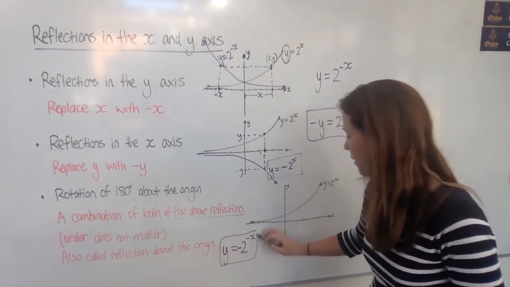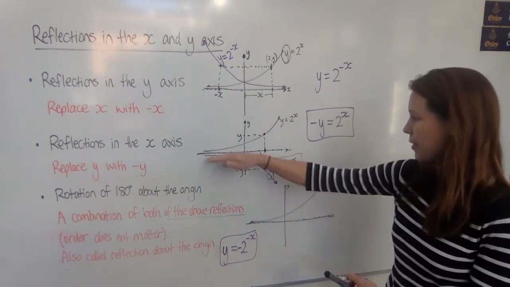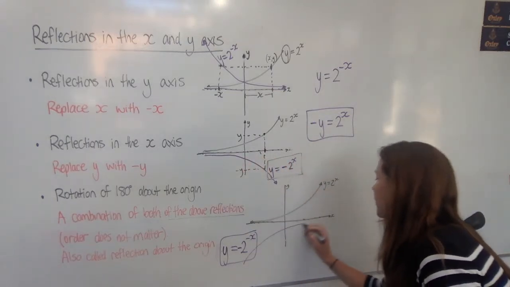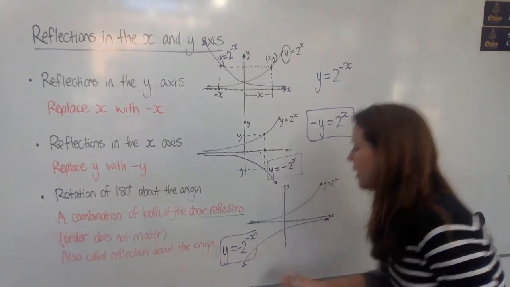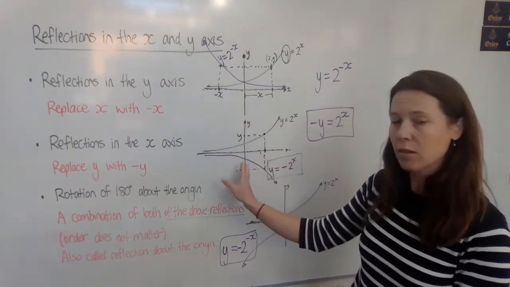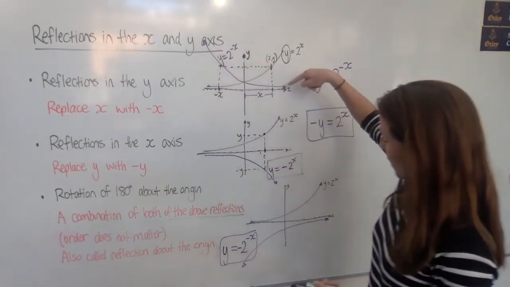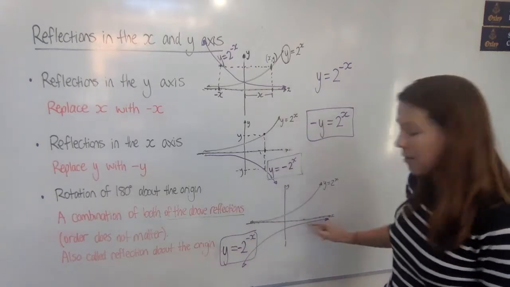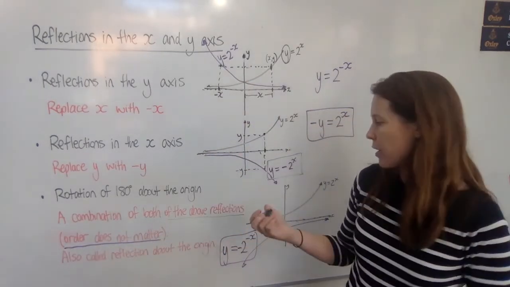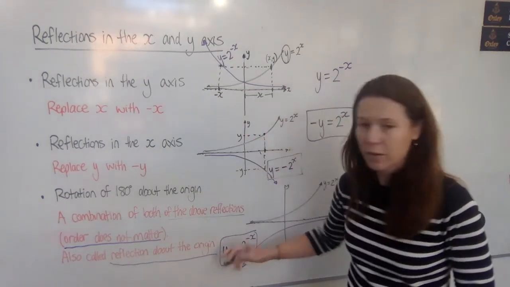If I want to graph that, I have to think, well, I've got to either flip it down this way and make that graph, and then flip that one over. It's going to look like this, isn't it? And it will look like that no matter whether I flipped it down first and then across, or if I flipped it across first and then down. This is actually a flipping down of that one, isn't it? So it makes no difference. That's why we say order doesn't matter. But it's a combination of both of those reflections. And we also call this reflecting about the origin.